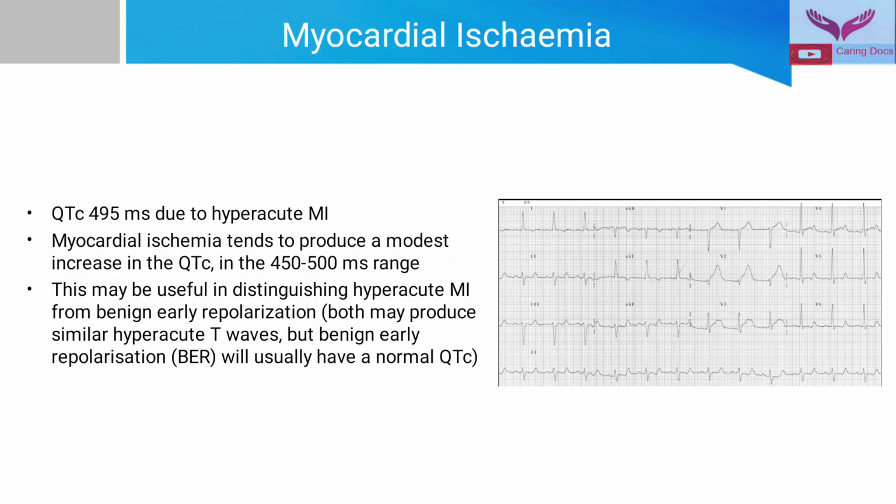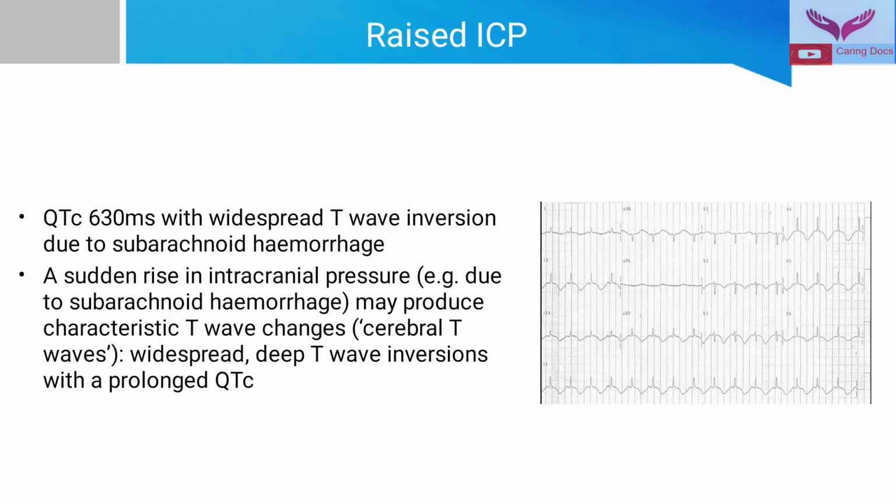This is the ECG of a patient with myocardial ischemia. Here the QTc is 495 milliseconds due to hyperacute MI. Myocardial ischemia usually produces a modest increase in QTc, in the range of 450 to 500 milliseconds, and this may be helpful to distinguish hyperacute MI from benign early repolarization, as both these conditions produce similar hyperacute T waves, but benign early repolarization usually has a normal QTc.